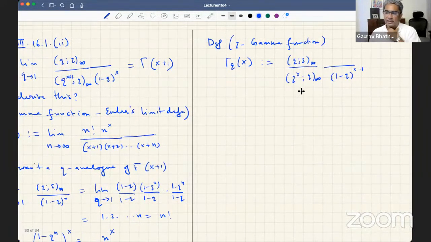So obviously there are places where it's not defined, where the denominator is 0. You can see what those places are, and depending on the values of x, you can figure out what exactly are the points where it's not defined. But this limit is what is important, what we will be using a lot. So we are messing with infinite products, treating them as analytic functions of q, then taking limits as q goes to 1 and so on.